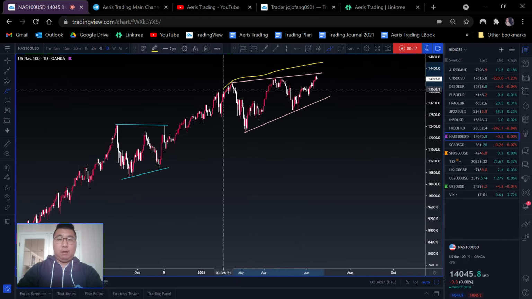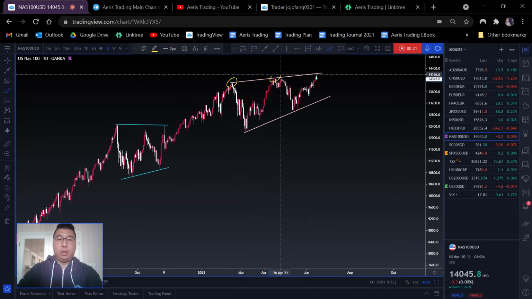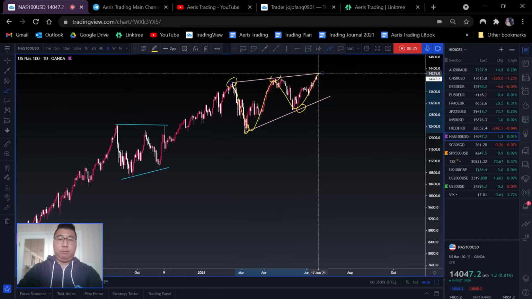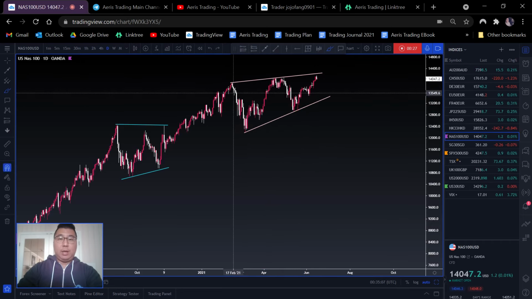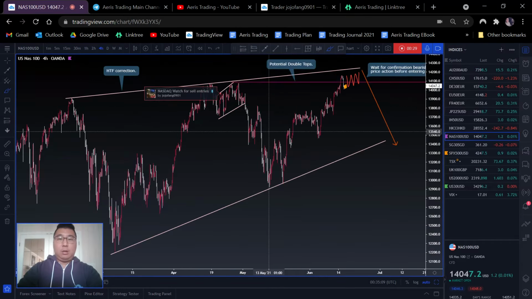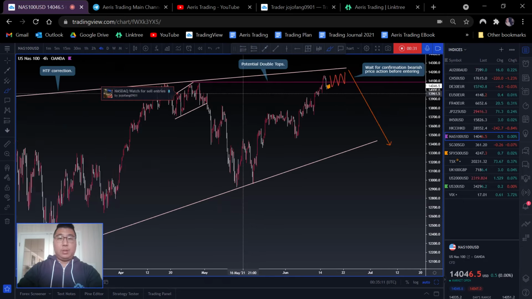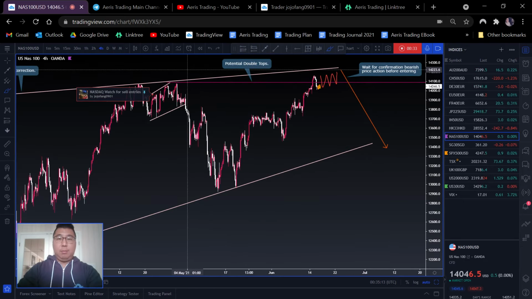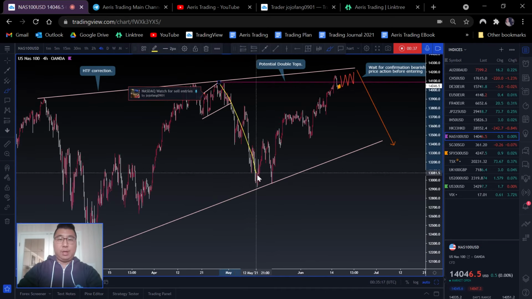If we look at the higher time frame, we can see that price is in this correction. There's a few swing highs and a few swing lows, and price is getting squeezed in this kind of formation, looking almost like a rising wedge. And looking here on the lower time frame, we can see that price is once again back to this previous high here.